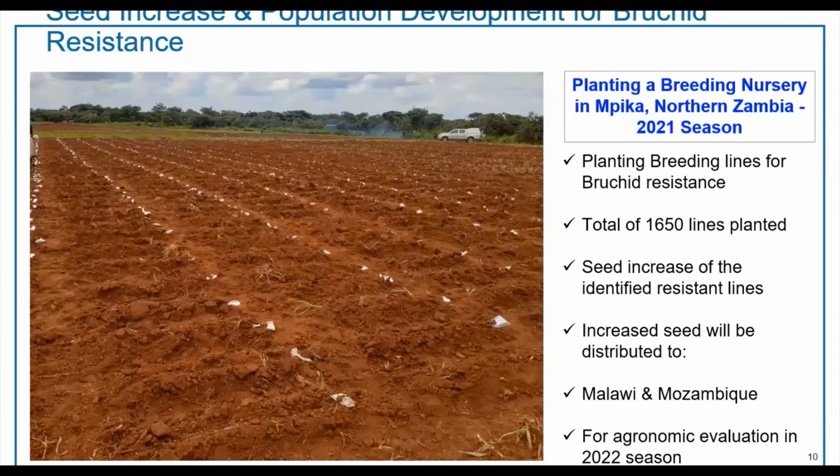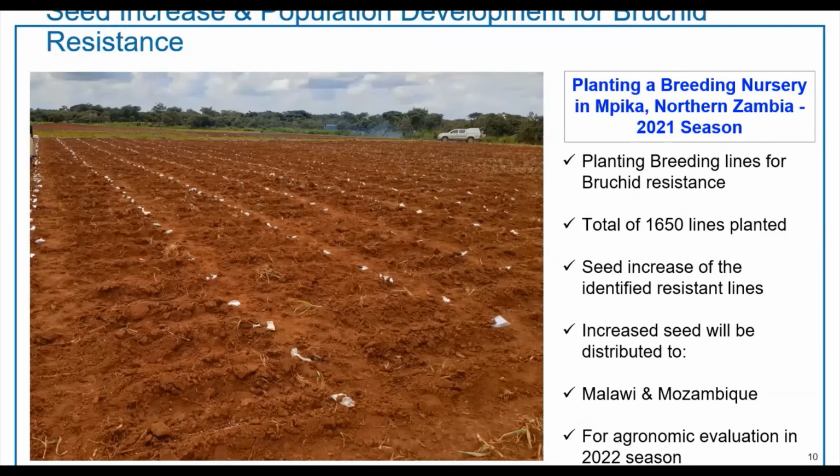Like I said, just about 2 weeks ago, we were very busy planting our breeding lines. There were more than 1,650 lines I was talking about in various market classes, and also the lines from our 2 developed populations. This gives you a snapshot of one of the nurseries that we have in the northern part of Zambia.